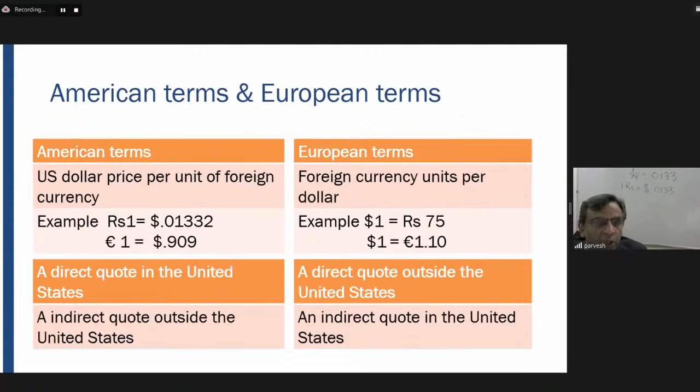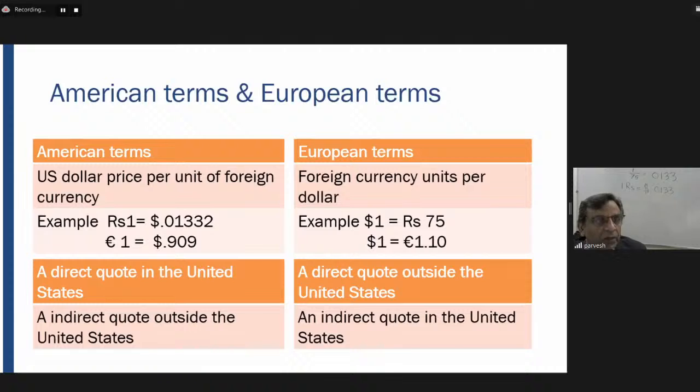Okay, so $1 is equal to 75 rupees. This is written in European terms. $1 is equal to so many euros. It is European terms. $1 is equal to so many pounds. Okay, so always it will be a direct quote outside United States. Okay, but this will be called European terms.